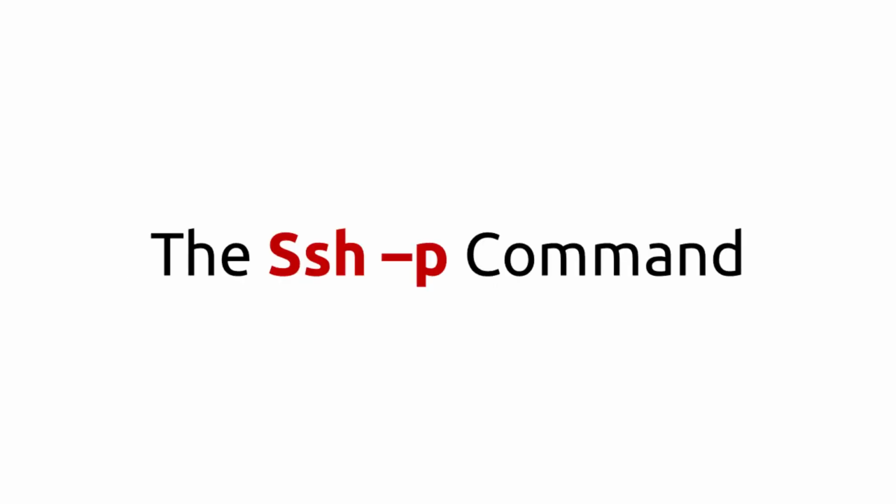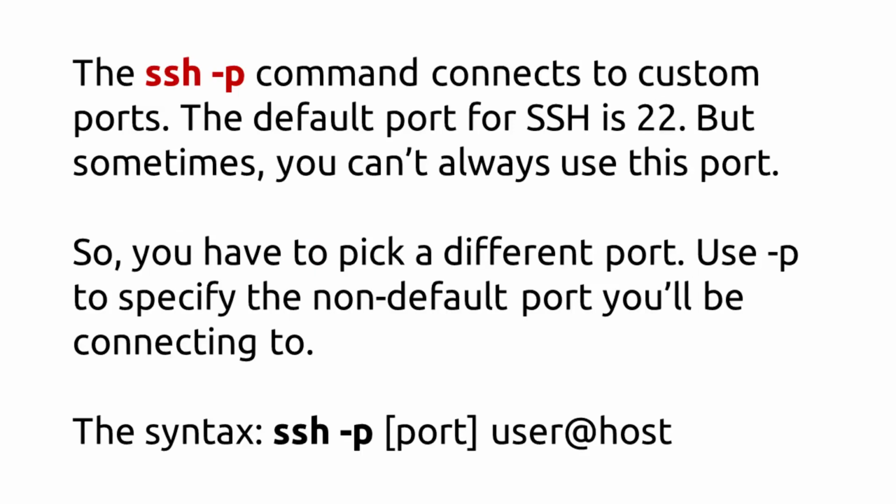The SSH option -p command. The SSH option -p command connects to custom ports. The default port for SSH is 22, but sometimes you can't always use this port, so you have to pick a different port. Use -p to specify the non-default port that you'll be connecting to. The syntax is ssh option -p port user@host.